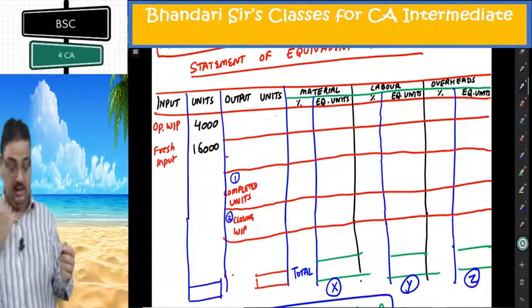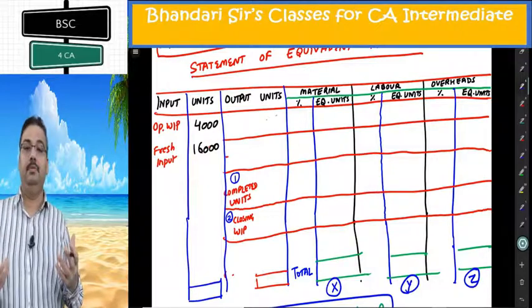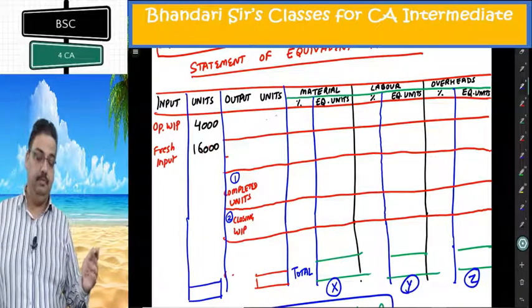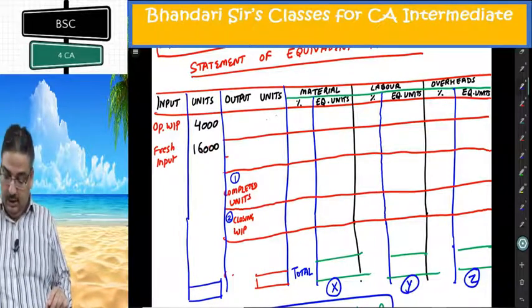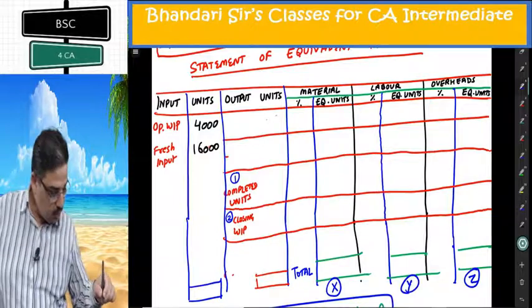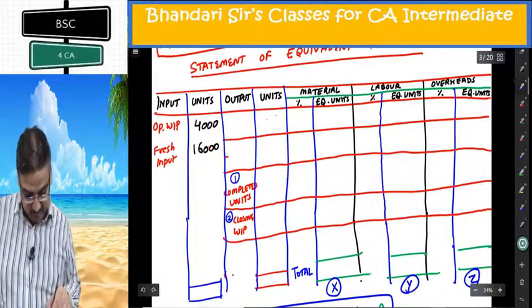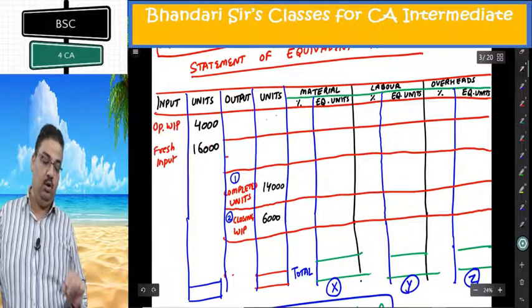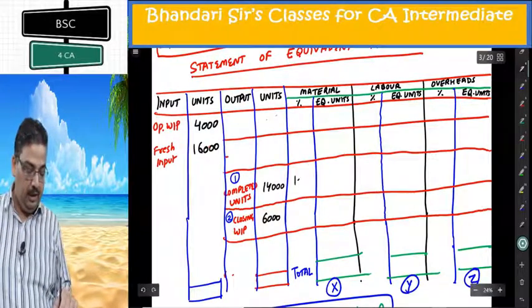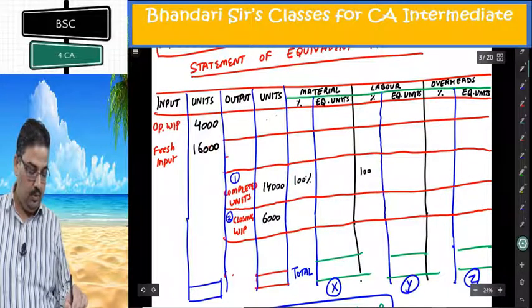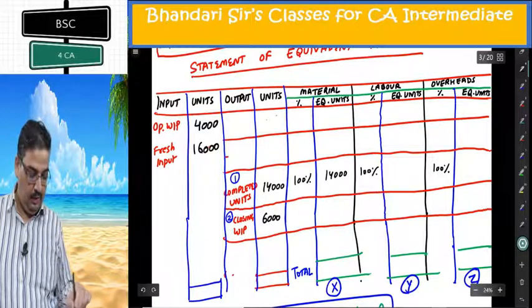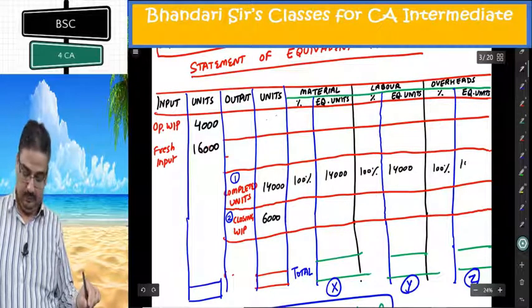So there is nothing else in the question. That makes the things very easy. Question is very easy if it does not carry any normal loss, abnormal gain. So checking out completed units given there 14,000. So units column is there. This is 14,000 and closing WIP given is 6,000. I need to put percentage completions. In completed units 100% for sure. Everything 100%. 14,000, 14,000, 14,000.